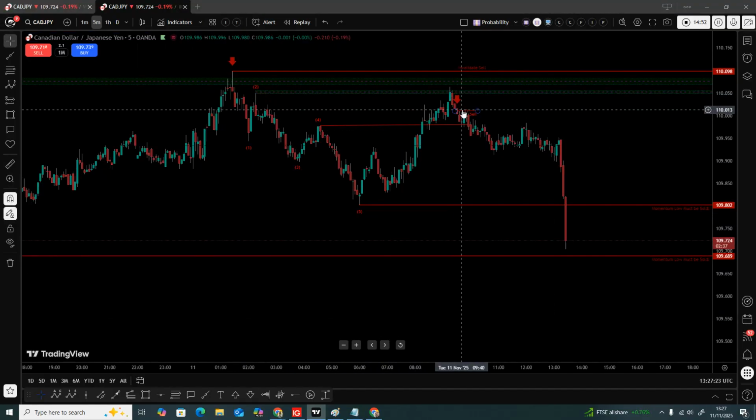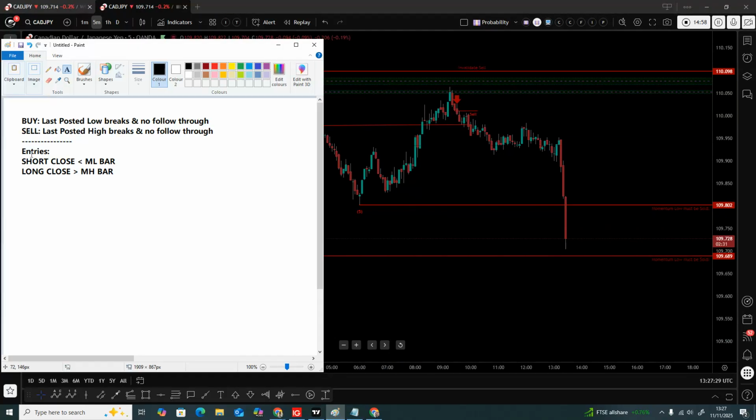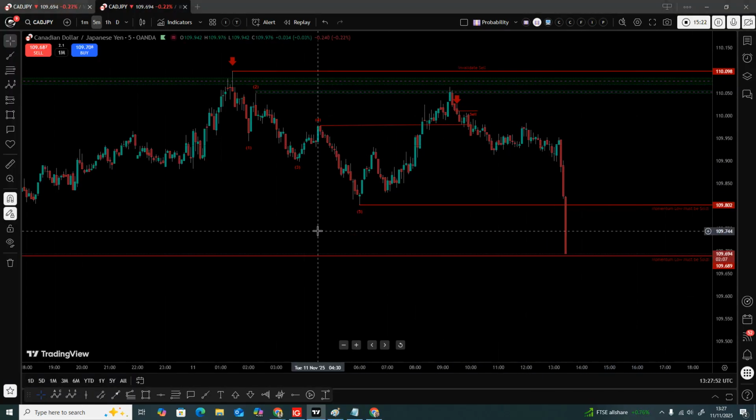Then we took the entry flawlessly the way we like to take it, as the methodology suggests. So we short the trade at the close below the momentum low bar, which is this one here that has the arrow on it. Then as soon as the close below it, we took a trade, set our stop loss 8 pips, 8.6 pips above this high. Then we targeted there, and that is a successful trade.